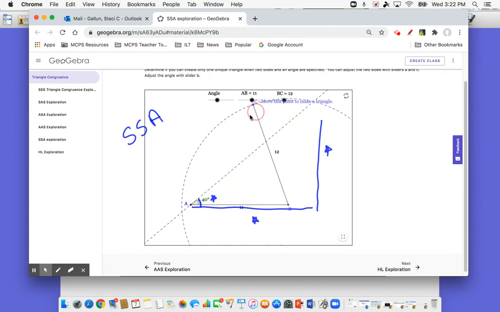Okay, let's try that swingy thing again. I mean, I get another triangle over here, but that's not even with this criteria. That's not even with my 40-degree angle. I just lost my 40-degree angle when I did that. So that creates one triangle.